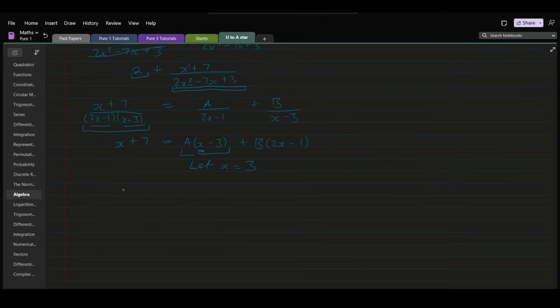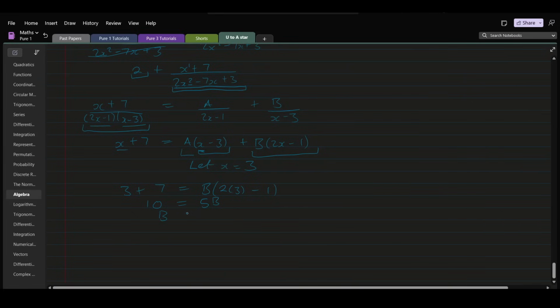And now we only have 3, that's the x there, 3 + 7 is equal to B times (2x - 1), B times (2 times 3 - 1). So that's 3 + 7, which is 10, is equal to 2 times 3, that's 6, minus 1, that's 5. So 5B, divide both sides by 5, you get B is equal to 2. And now we need to evaluate A.